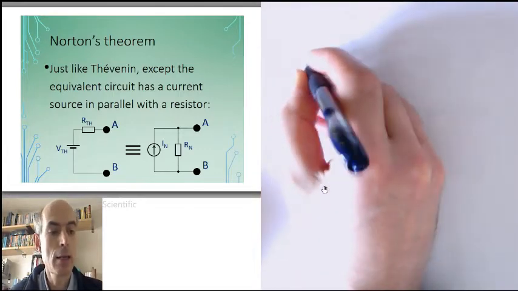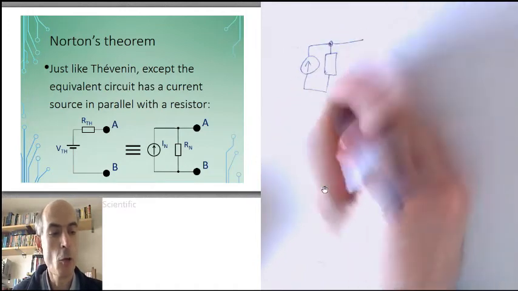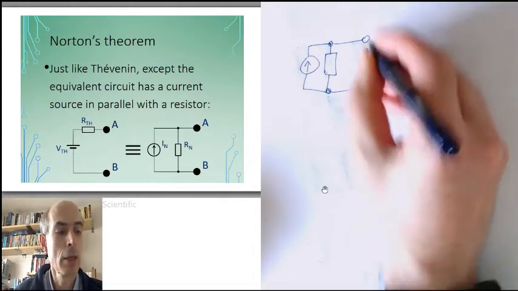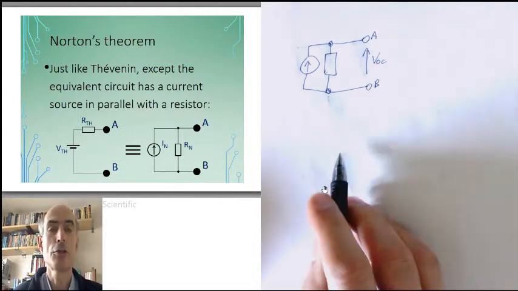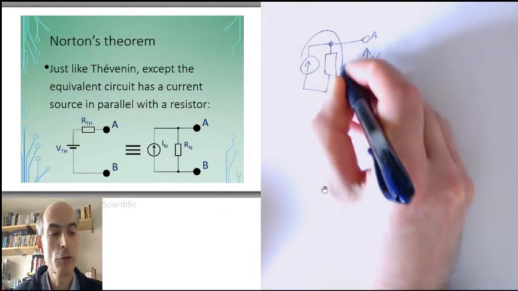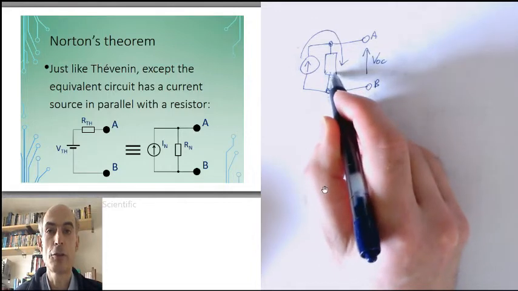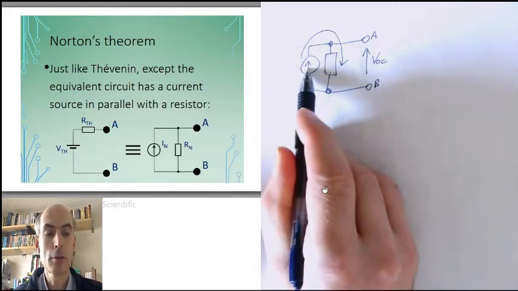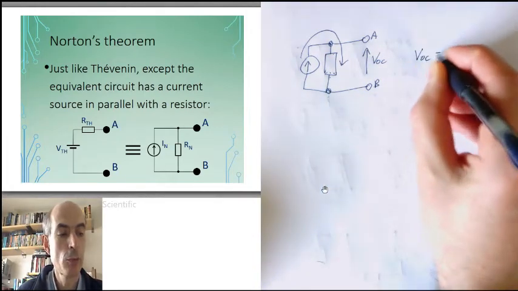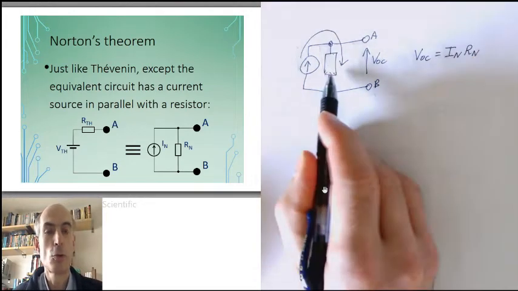If you have a Norton equivalent network and you consider the open circuit voltage, that's the voltage that would appear across the terminals when there is nothing connected across the terminals, then all of this current here would be flowing down through the parallel resistor. So the voltage generated across this parallel resistor would just be the current times the resistance. It's just Ohm's law again. The open circuit voltage would be the Norton equivalent current multiplied by the Norton equivalent resistor.